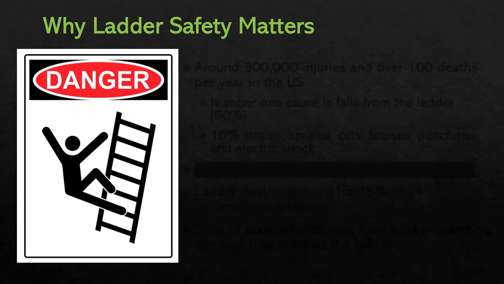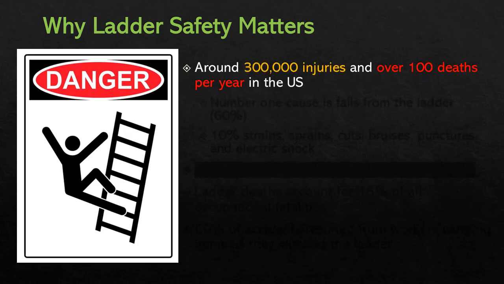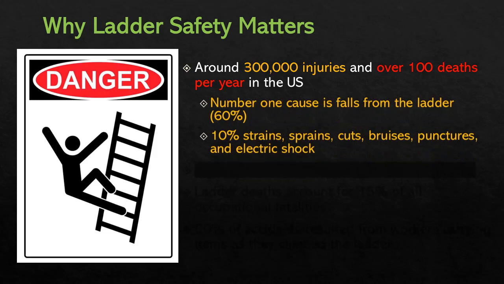So again, to the question of why ladder safety matters: there are more than 100 deaths in the U.S. every year due to ladder incidents, and around 300,000 injuries. The number one cause of these injuries and deaths is people falling from ladders. That represents about 60% of all of them. About 10% are things such as strains, sprains, cuts, bruises, punctures, and also electrical shock. Sometimes people place a ladder too close to a power line or a feeder line, for example.